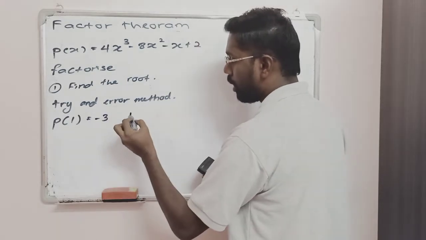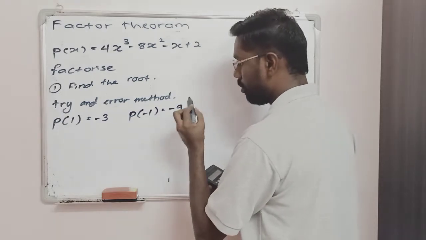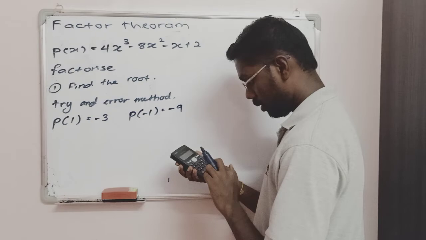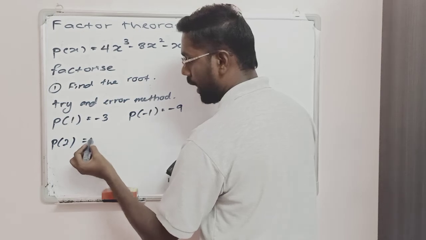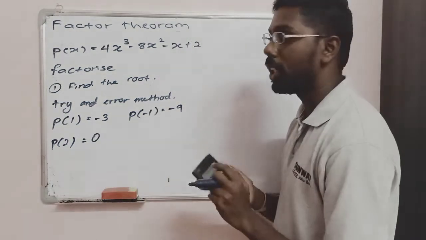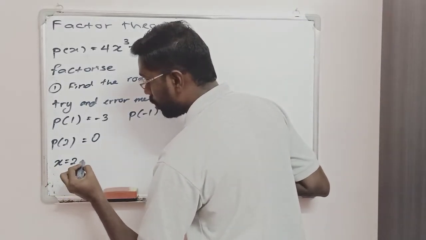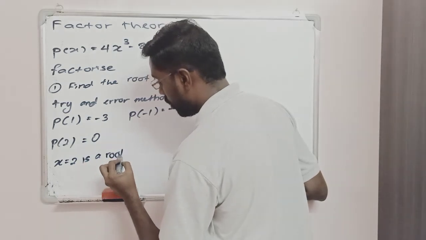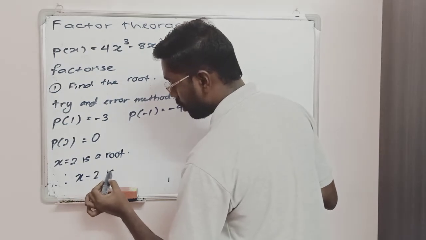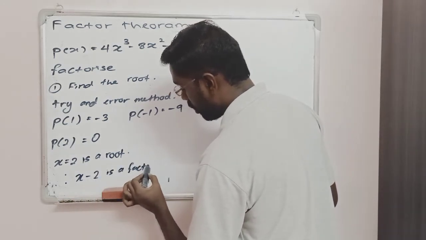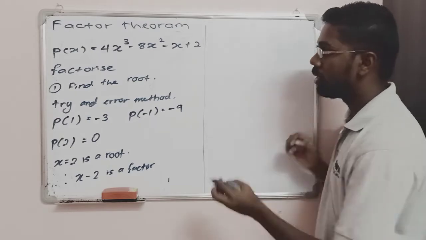And then try and substitute negative 1, I get negative 9, and substitute x equal to 2, I get 0. You just calculate using a calculator, so you get 0, which means x equal to 2 is a root. Therefore, x minus 2 is a factor. After that, we are going to proceed with the long division.